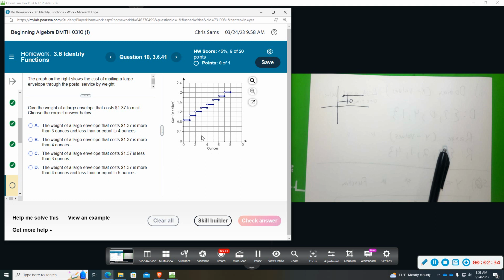That looks correct as far as what I'm looking at, because 1.2, and then we jump up to 1.4, and that's going to be associated with between 3 and 4. So it says more than 3, less than 4. That looks good. More than 3, less than 4 looks to be correct.